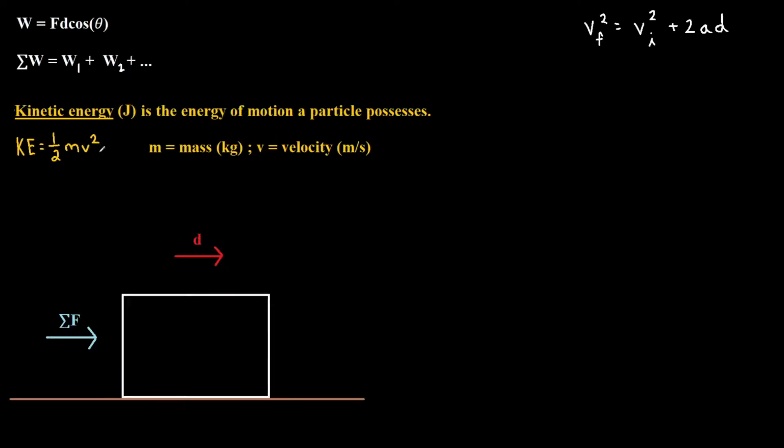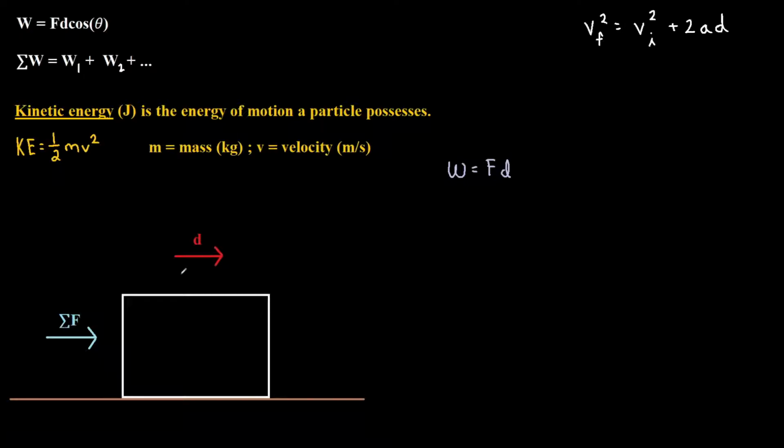Now you may be wondering, how does this relate to work? Well, let's assume that we had an object where the net force applied was in the same direction as the displacement. If we were to write the work equation for this situation, we would have W equals FD. The reason we can get rid of our cosine of theta is because the angle between these two vectors is 0, and the cosine of 0 is equal to 1.